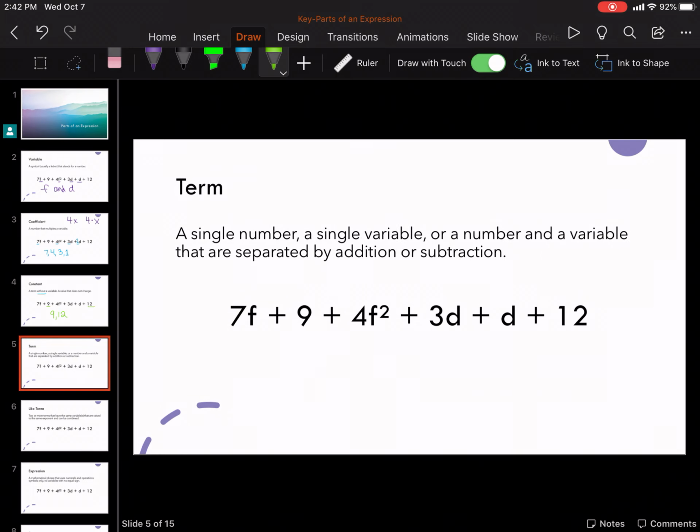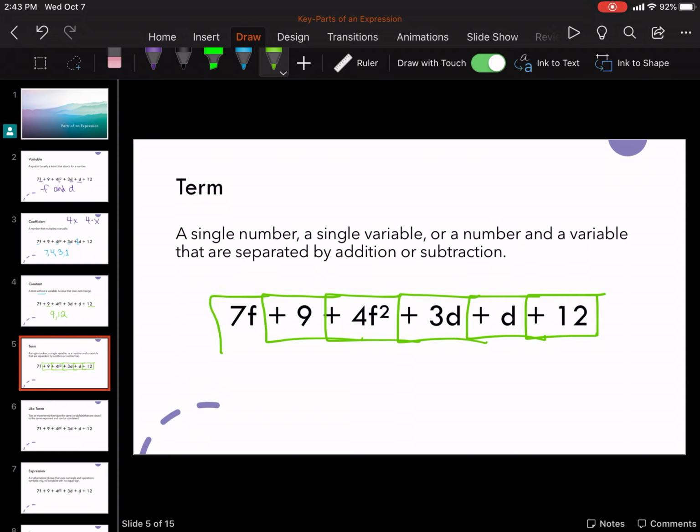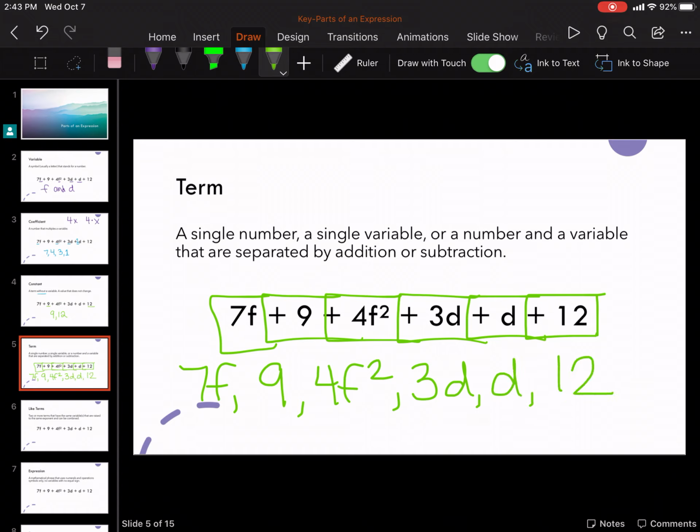So term is a single number, single variable, or a number and a variable separated by addition or subtraction sign. So I like to do what's called train it up, starting from the back and identifying each part. Train it up, choo, choo. So everything now is a term. So we have 7f is a term, 9 the constant, 4f squared is a term, 3d, d, and 12. So each one of those is a term. Each part is a term, everything in between.